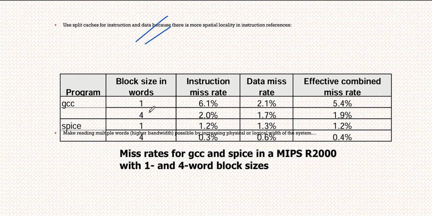However, they realized that when you use a larger block size, that is, instead of storing one word there, you store four words, right, the instruction miss rate was what? 2%. And the data miss rate was what? 1.7%. Now see, the instruction miss rate moves from 6.1% to 2%. Very drastic. The data miss rate was very small. It didn't change much. What it means is that instructions have a lot of spatial locality.